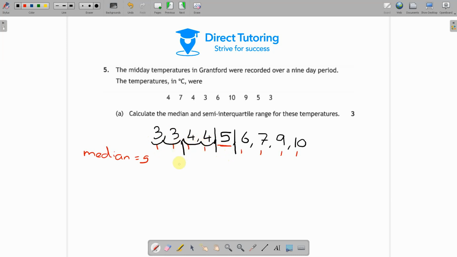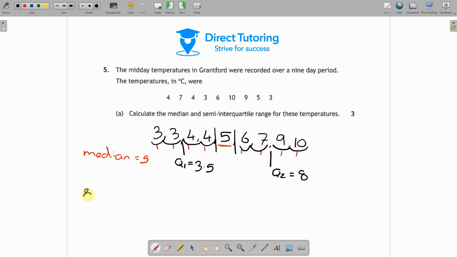So the first quartile, Q1, is going to be in the middle of 3 and 4, which is going to be 3.5. And the same thing for this set. So we've gone in 2, we've gone in 2. So this is Q3, which is going to be in between 7 and 9, which is 8.